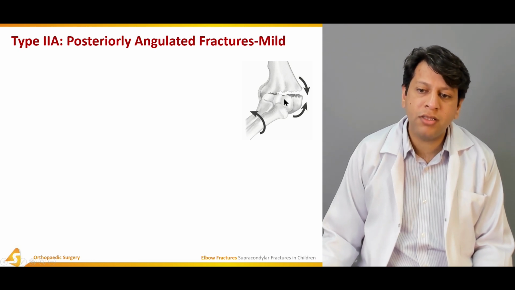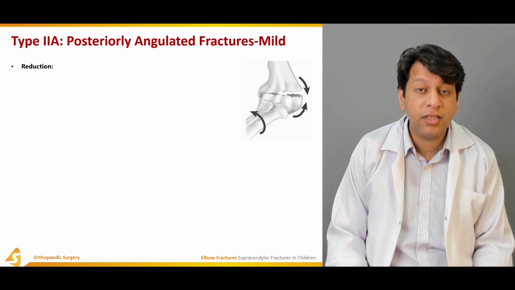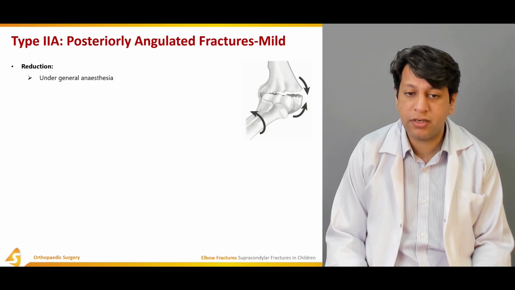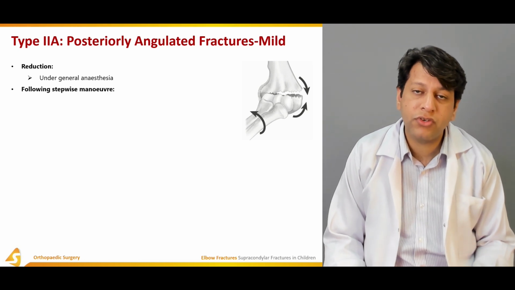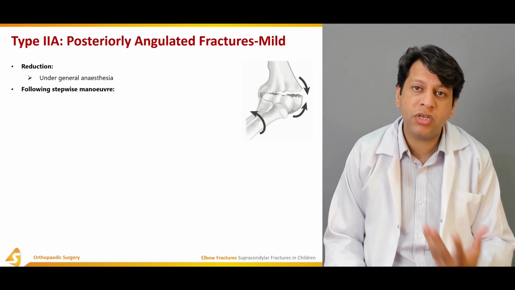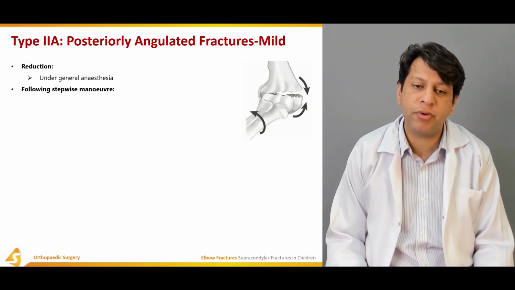And in 2B, this fragment is not only translated, it rotates on its axis as well. Then our method is to go for reduction. Reduction is done under general anesthesia, and we try to convert this type 2 injury into type 1, so that if we can convert it to type 1, then probably we will not have to operate.